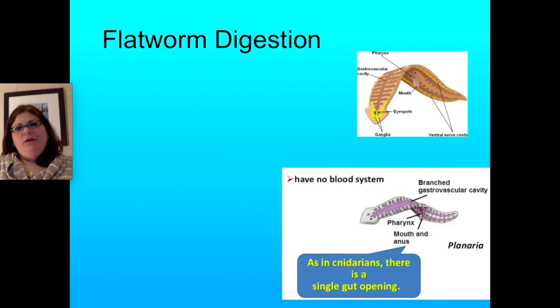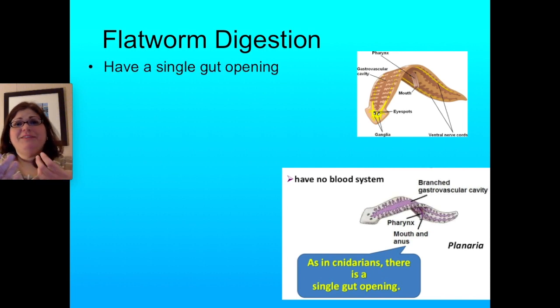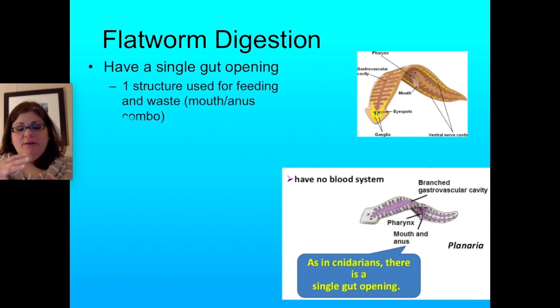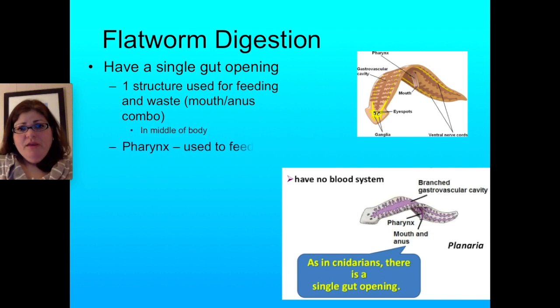I mentioned a moment ago that flatworms don't have a separate mouth and an anus. Instead, flatworms have a single opening for their gut, so they do have a digestive gut, but that gastrovascular cavity has just one opening, much like the cnidarians have. That one opening is in the middle of their body, and it features in most flatworms what we call a pharynx. It's a feeding structure that can actually go in and out of their body, and it's basically their mouth.